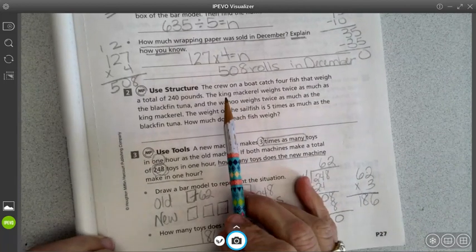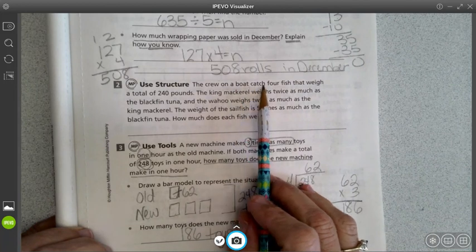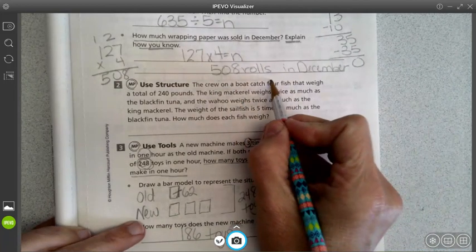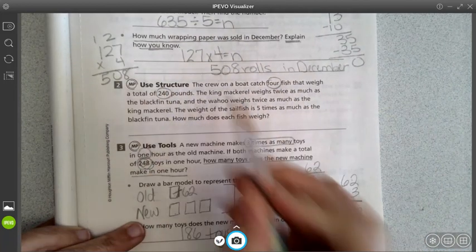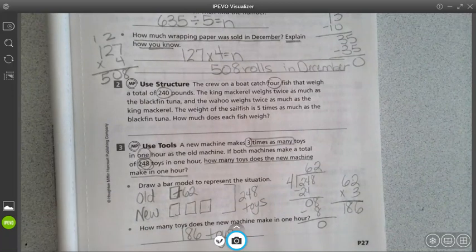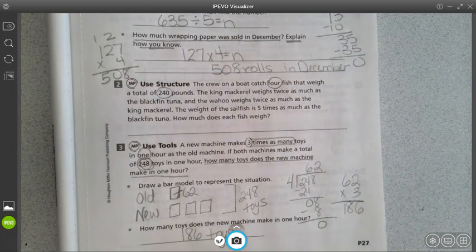It says, the crew on a boat catch 4 fish that weigh a total of 240 pounds. The king mackerel weighs twice as much as the blackfin tuna, and the wahoo weighs twice as much as the king mackerel. The weight of the sailfish is 5 times as much as the blackfin tuna. How much does each fish weigh?